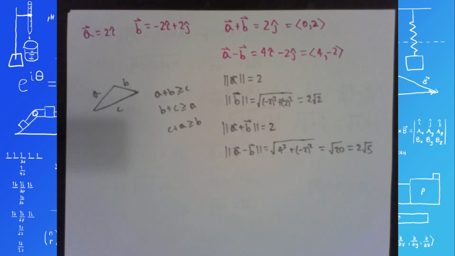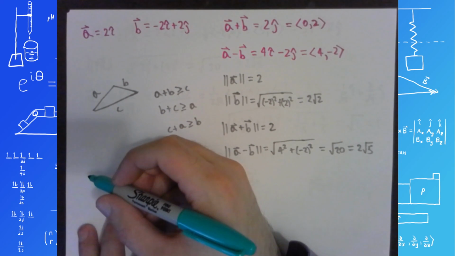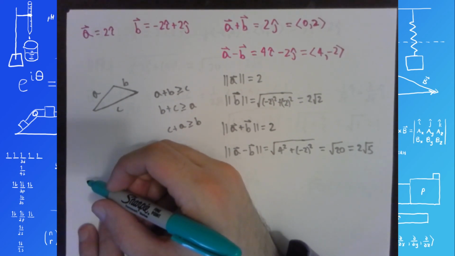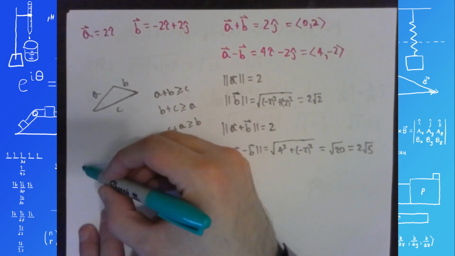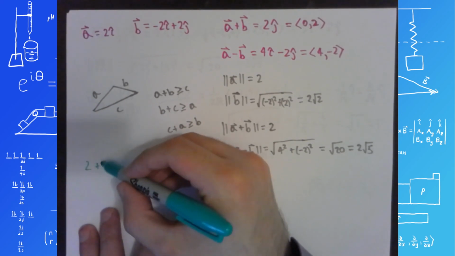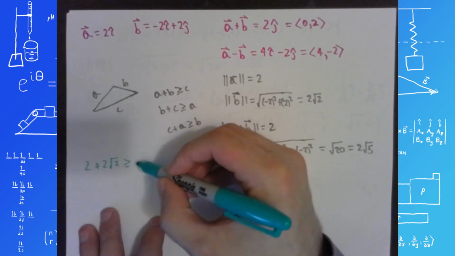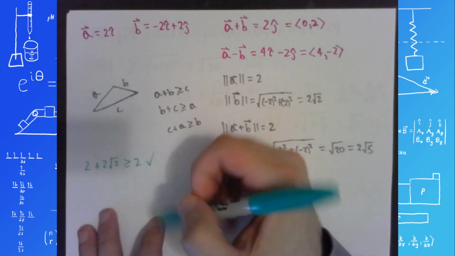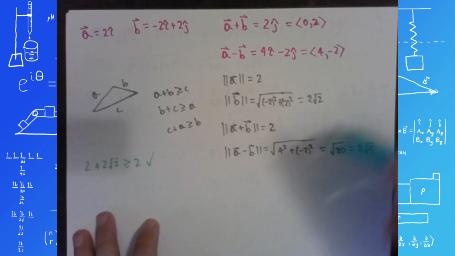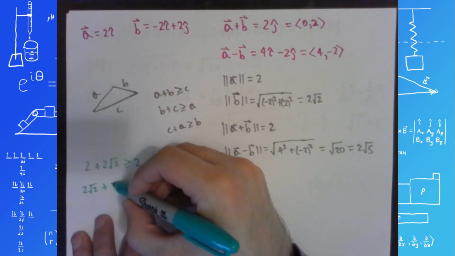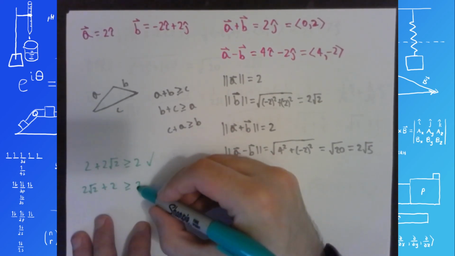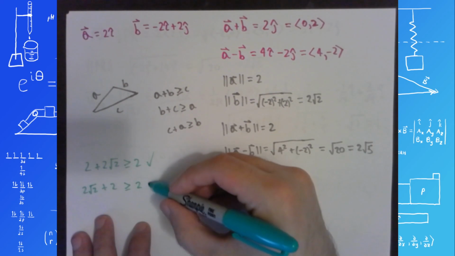And we don't actually need a calculator to make our comparisons. So for addition, if I want to compare 2, 2 root 2, and 2, I see that 2 plus 2 root 2 is easily greater than 2, so check. 2 root 2 for B plus 2 for C is greater than or equal to 2 for A, so that's another check.